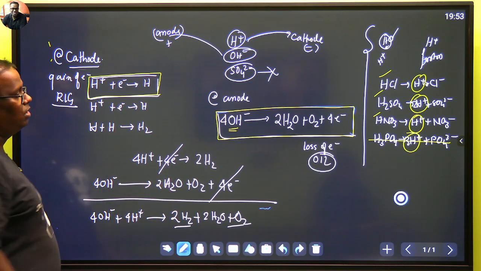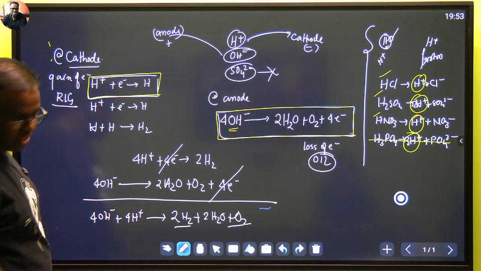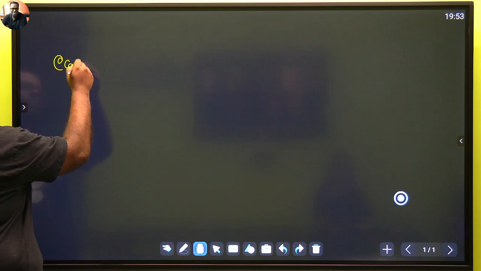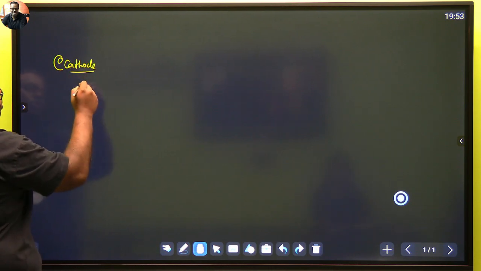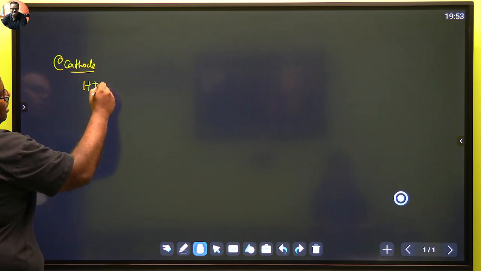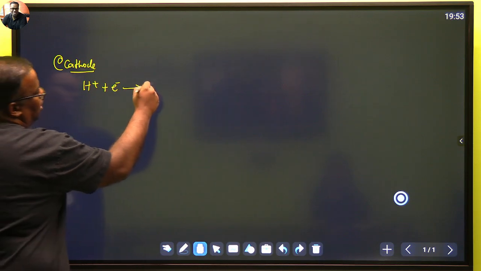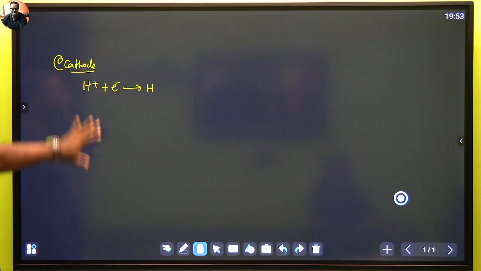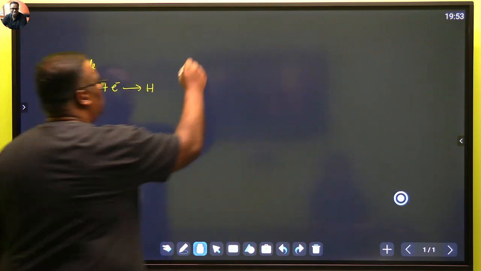So, shall we see this once again? Okay? Look once more at how to remember it. At the cathode, the hydrogen ion accepts one electron and becomes H. After this you can build the rest. This is the parent equation. And the parent equation at the anode.